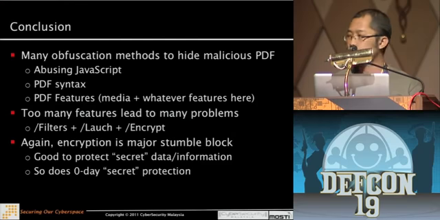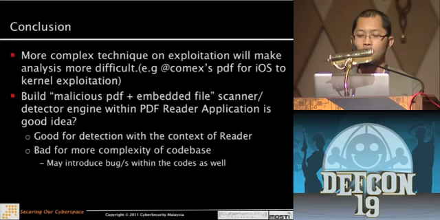And you also have /Encrypt, which I just showed in a demo. And again, encryption is a major stumbling block. It's good to protect your secret data, and so it is for zero-day protection as well. You can protect a 0-day within this encrypt function. More complex exploitation techniques will make analysis more difficult, I think. For example, Comex's PDF on iOS led to kernel exploitation. Of course, there is a kernel bug as well in this, right?